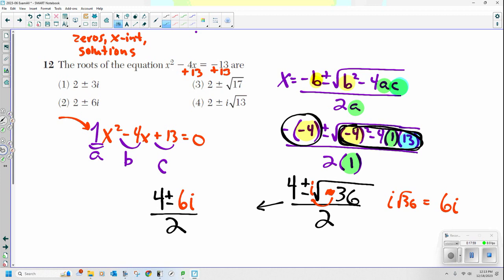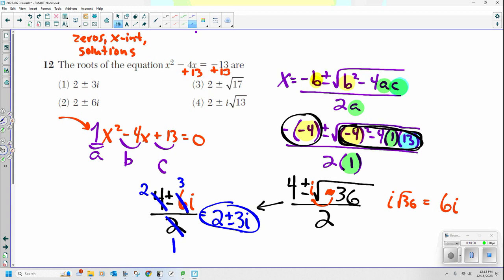Now, I don't see that as an answer because the 2, the 4, and the 6 all have a common factor. 2 goes into both 4 and 6. 2 goes into itself once. 2 goes into 4 twice. And 2 goes into 6 3 times. So that's like saying 2 plus or minus 3i over 1. And of course, anything over 1 is itself.